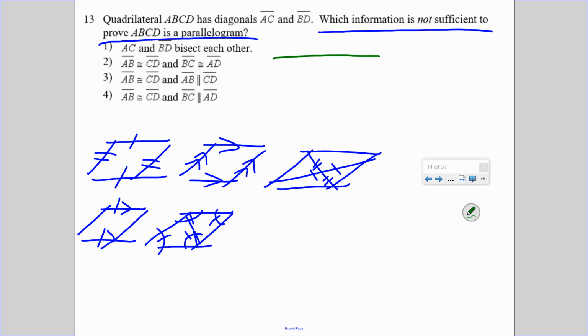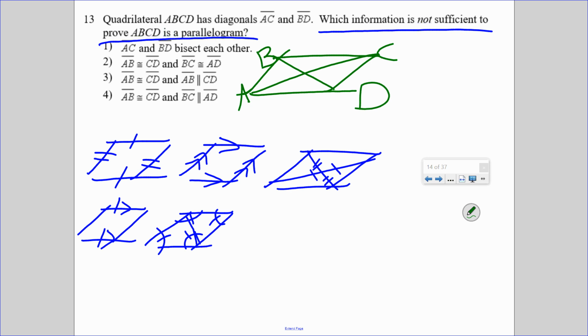So it says a quadrilateral ABCD has diagonals AC and BD. Which information is not sufficient to prove that it's a parallelogram? Well, AC and BD bisect each other. If AC and BD bisect each other, that checks out. That makes it a parallelogram. That gives me this picture right here.